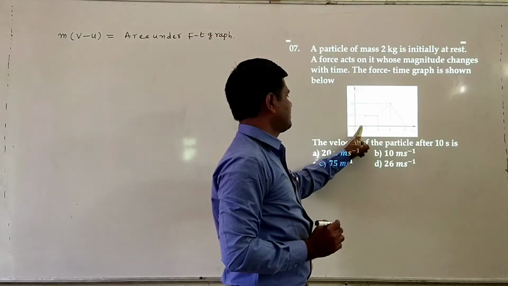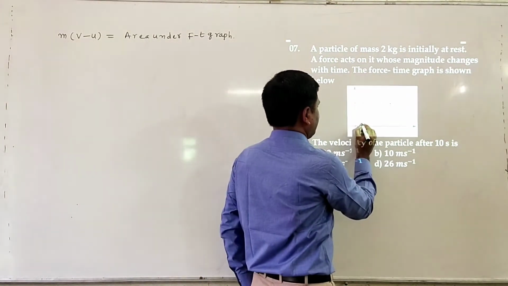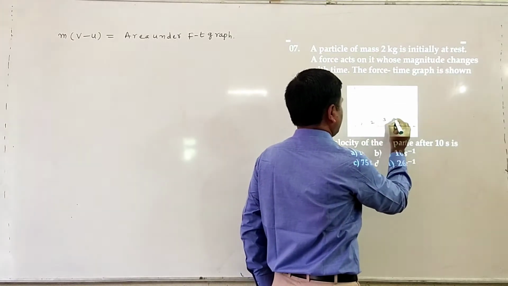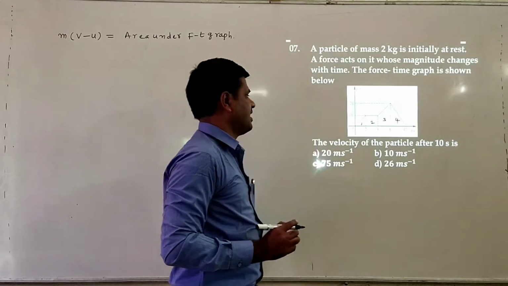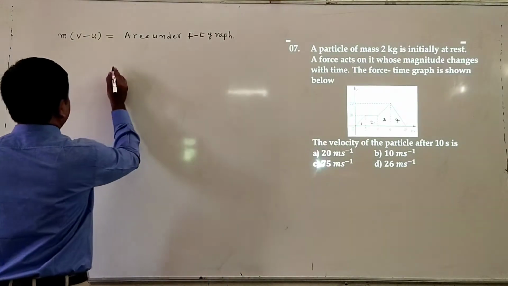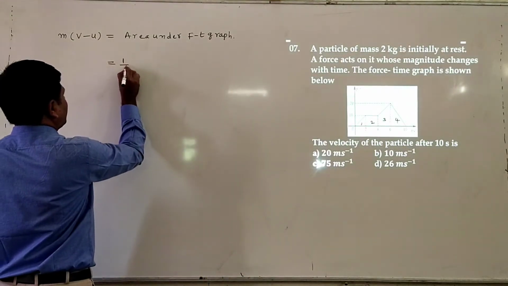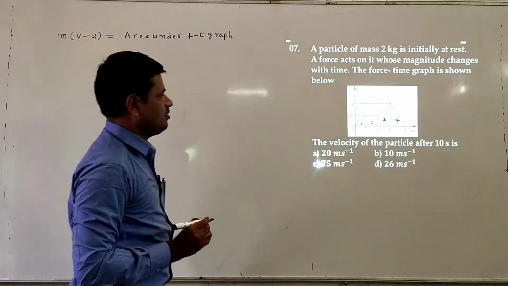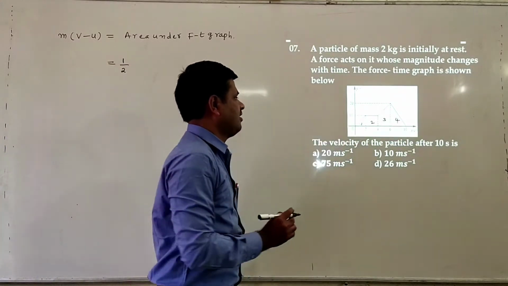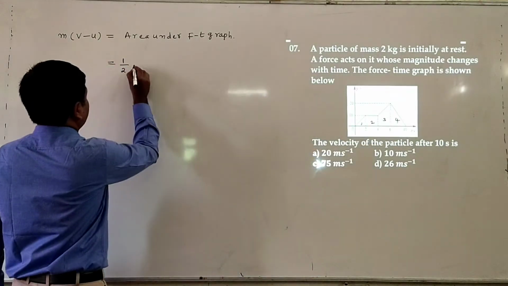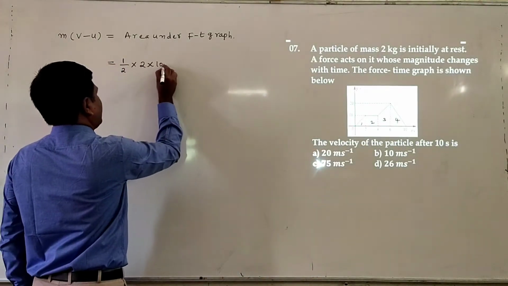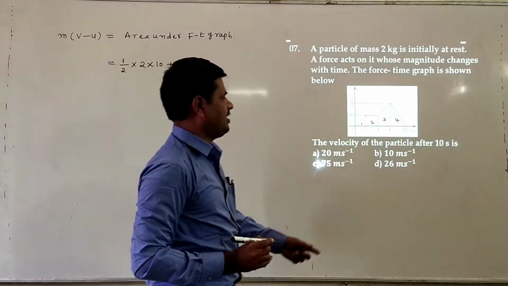We observe here the first, second, third, and fourth regions. For the first area, it is a triangle, so I am writing the first triangle area as half into base into height. Base is 2, height is 10. This 0 to 2 is the base, and this is the height. So I am writing 2 into 10, plus, the base into height is completed.